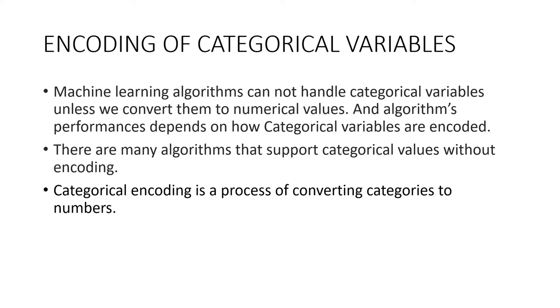Then encoding of categorical variables. Why are we going for encoding in machine learning? Machine learning algorithms cannot handle categorical variables unless we convert them to numerical values. And whether it is a supervised or unsupervised machine learning algorithm, the performance depends on how categorical variables are encoded. That's another important thing. There are many algorithms that support categorical values without encoding as well. This is an important point. There are some algorithms where encoding is not needed. The algorithm itself will take care.